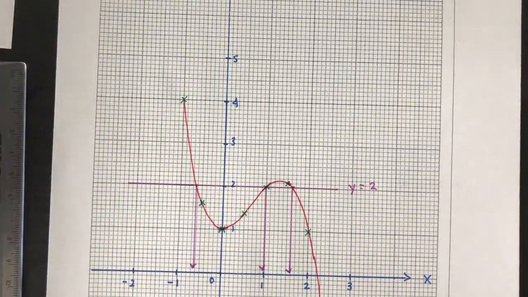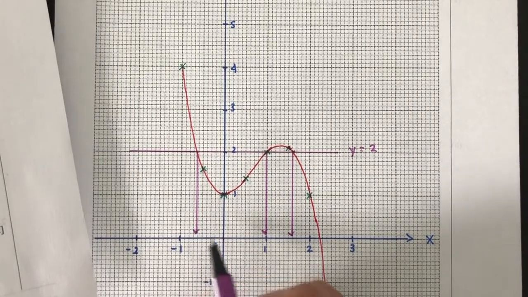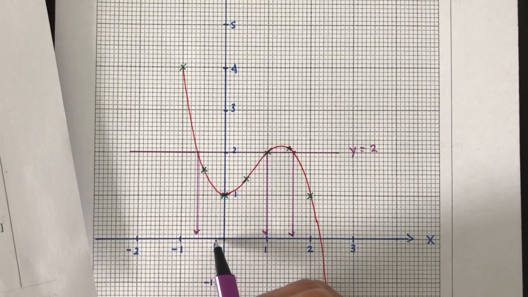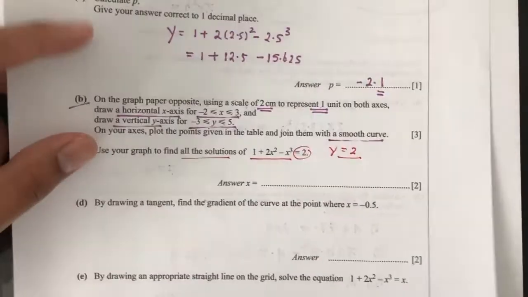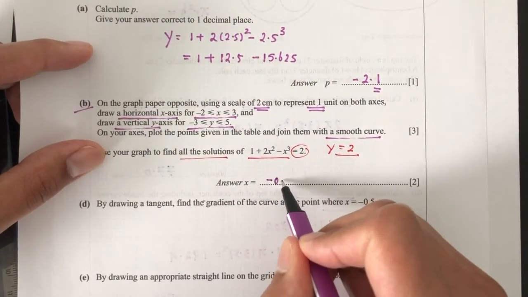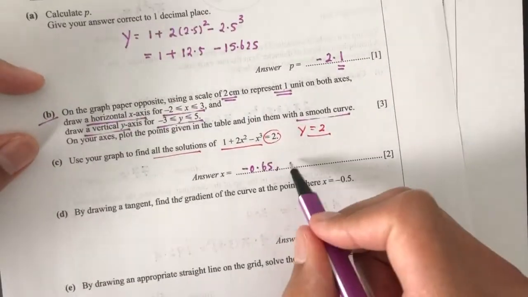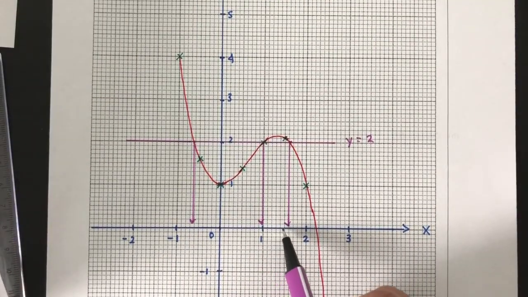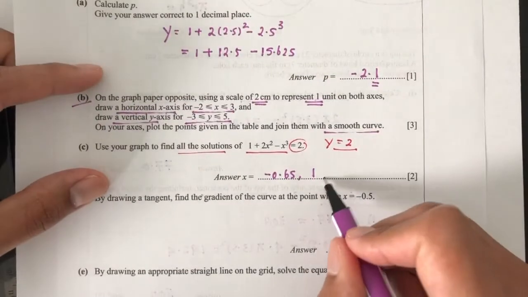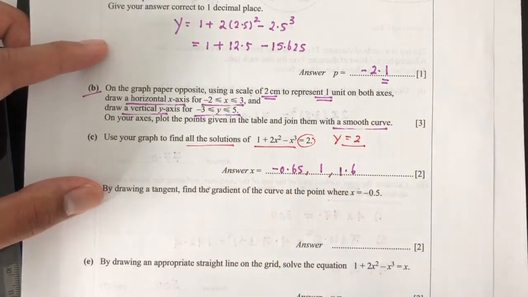Okay, so let's write down the values. So the first one here, sorry, this one is the first one. That will be 1, 2, 3, 4, 5, 6, 6.5. So minus 6.5. And we have this one, which is 1. And this one will be 1, 2, 3, 4, 5, 6. So 1.6. Now these will be the three values for x for that equation.